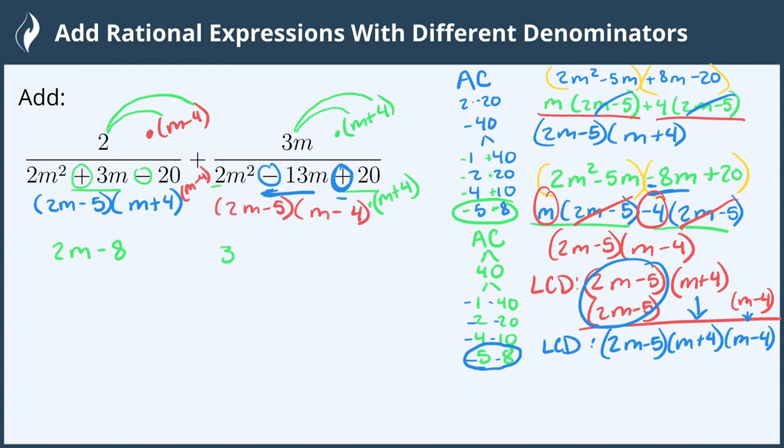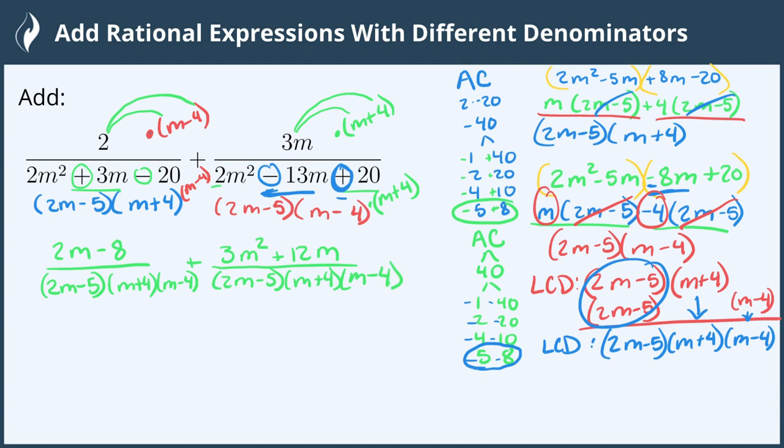So we have 3m squared plus 12m, and we are adding these two fractions together over the common denominator of 2m minus 5 times m plus 4 times m minus 4. Same with this one that we just made as the common denominator, 2m minus 5, m plus 4, m minus 4. And now we can go ahead and add these two together so that we have 2m minus 8 plus 3m squared plus 12m. And this is all over the lowest common denominator.